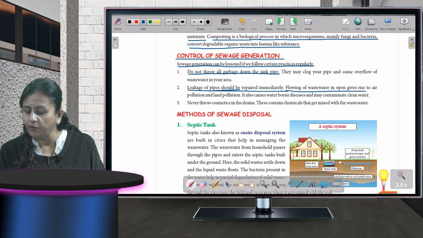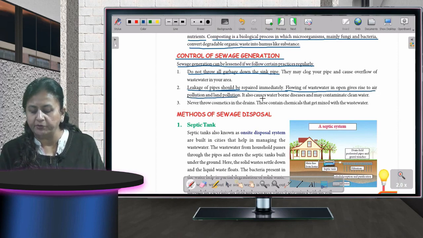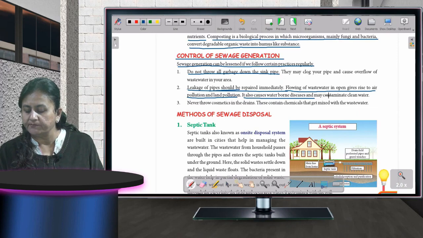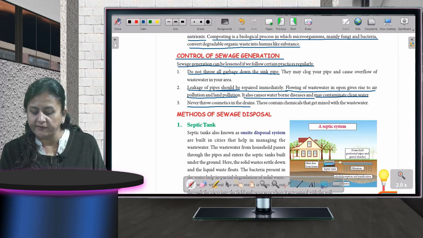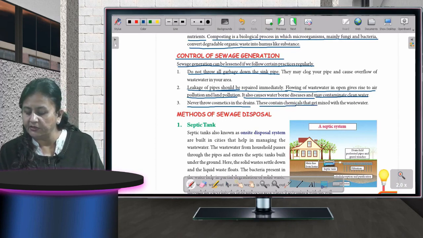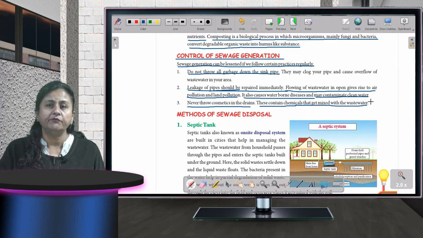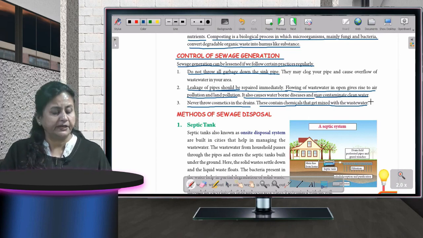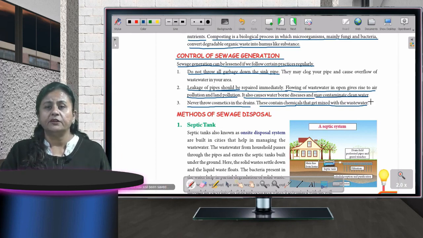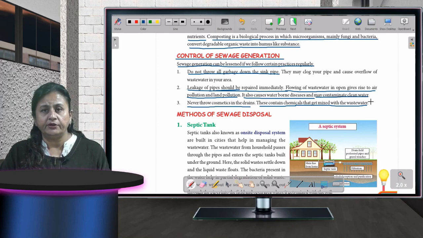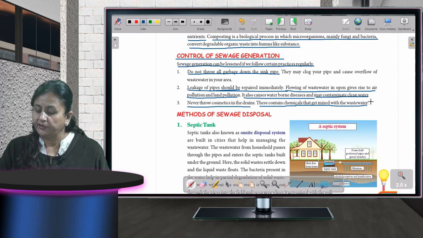Flowing of wastewater in the open gives rise to air pollution and land pollution. It causes waterborne diseases and may contaminate clean water also. Then never throw cosmetics in the drain. They contain chemicals that mix with the wastewater. What are we doing? Whatever cosmetics are there, we are throwing those also in the drain. We should not do that because those cosmetics contain chemicals. The chemicals are entering the drain and entering the water, and that way it is polluting the wastewater also.